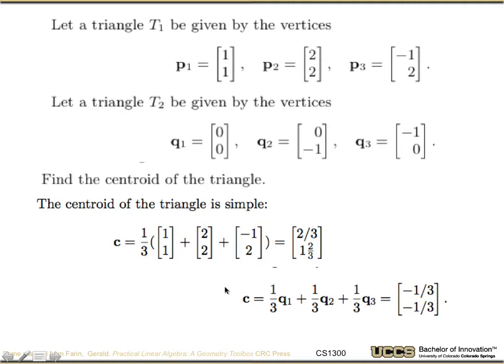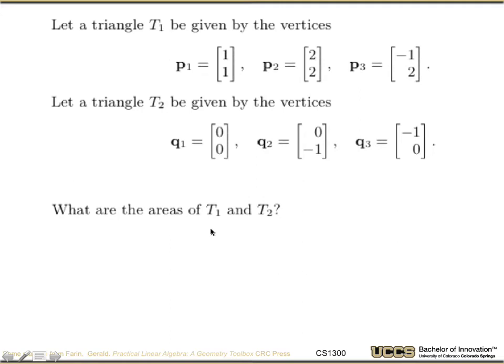Okay, so now we can ask another related question. What are the areas of T1 and T2? So how big are these triangles in terms of their areas? Think about the general solution and then solve it for this problem.